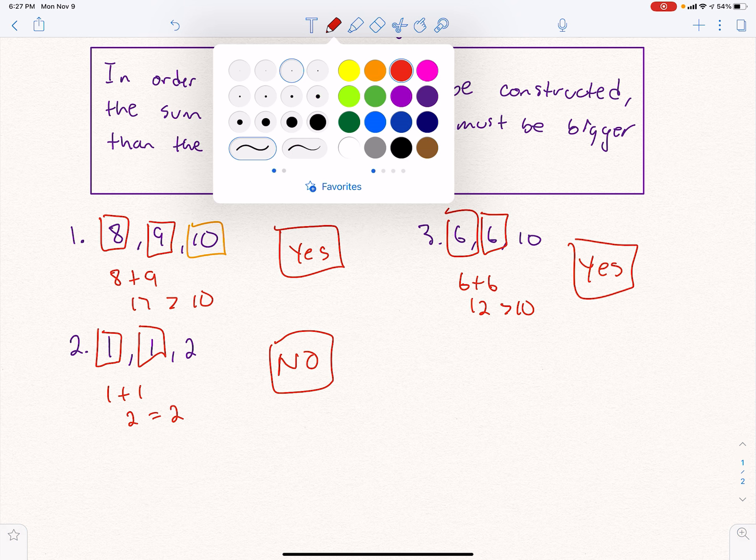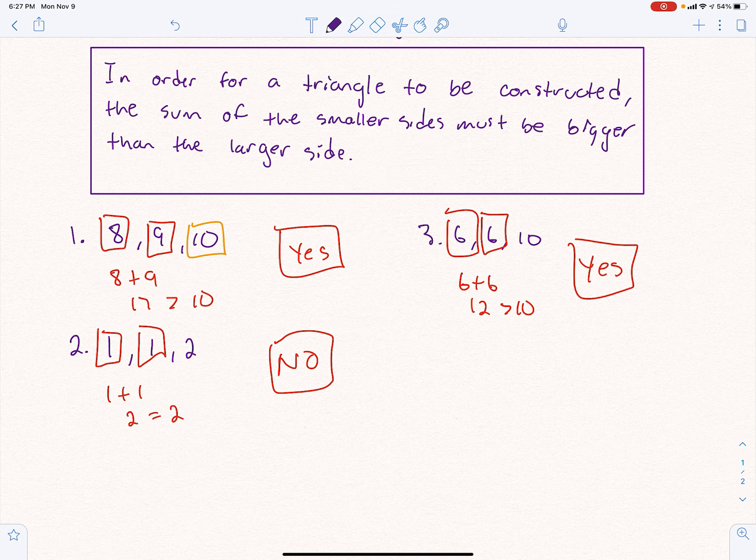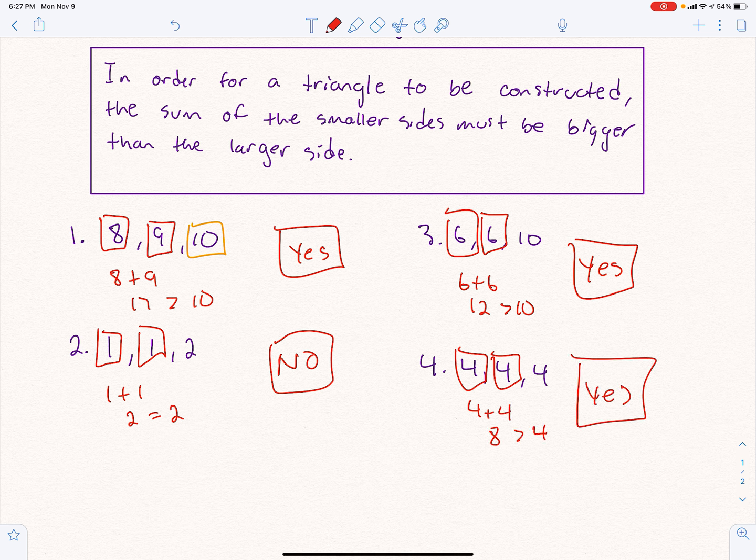And one more example, number 4. If I had sides of 4, 4, and 4, I'll look at the two smaller sides. That would be 4 plus 4, which is 8. And 8 is bigger than 4, so that would be a yes. So that's how I can tell if I can make a triangle.